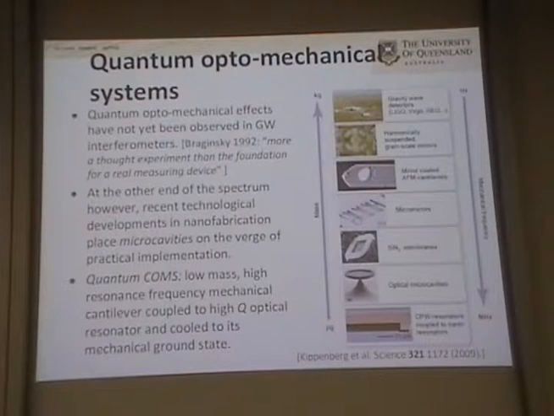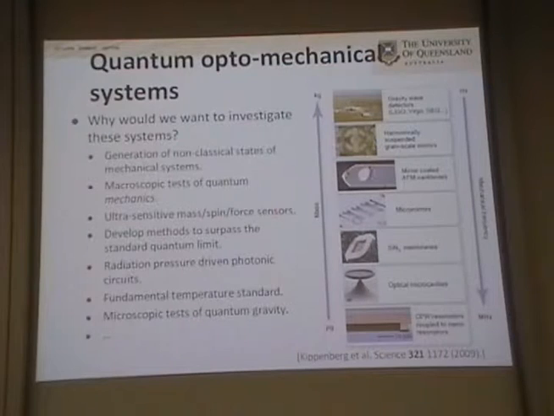And ideally what you want to do is cool one of these systems to its ground state, so there's no thermal vibrations, and then look at the interaction between photons in your cavity and this vibration of the mechanical cantilever. So the question is, why would I care about that? That's the obvious question, right? Why would I care about this esoteric quantum mechanical behavior of a mechanical system?